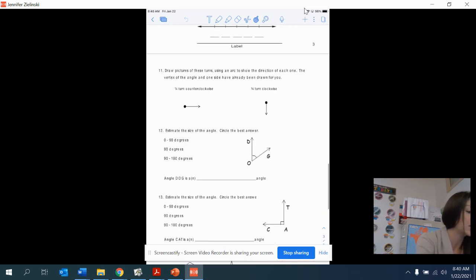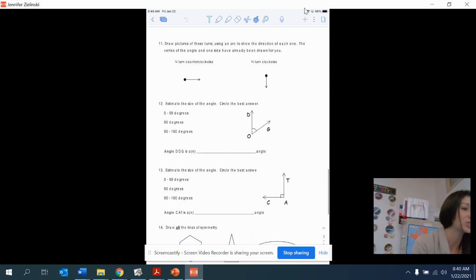to our number 11. And we're going to just review here a little bit of our turns. Sometimes these turns can be tricky, especially when we see something that looks like this. So if I look at number 11, it says draw pictures of these turns using an arc to show the direction of each one. The vertex of the angle and one side have already been drawn for you. So let's take a look at this first one where it says it's one turn, or our fourth turn counterclockwise.